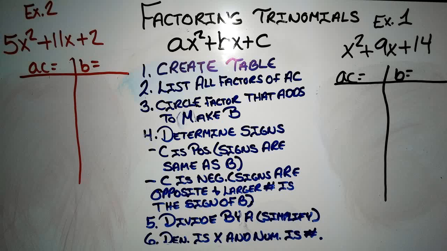So the first step we're going to do is we will create a table, and then we'll list all the factors of a times c, circle the factors that add to make b. Then we'll determine the signs. Then we'll divide by a, and we're going to always simplify that. And then the denominator is our x, and our numerator is our number in our answer of the factored version.